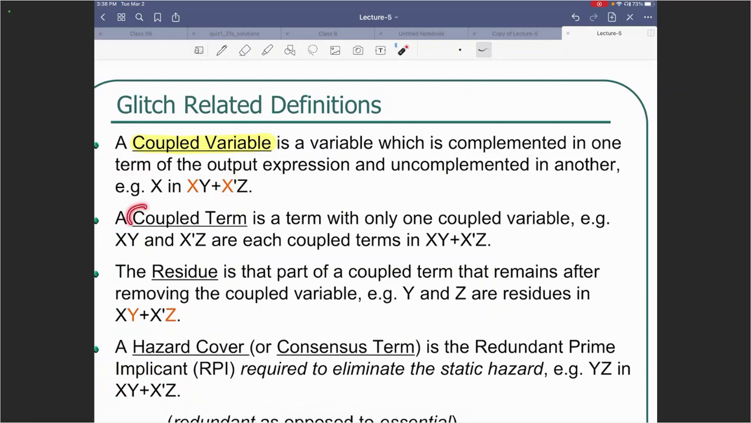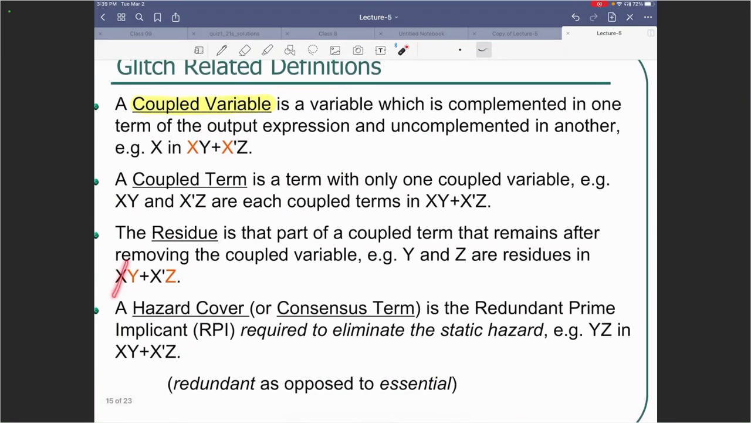The coupled term is a product, is a term with only one coupled variable. There is a coupled variable present here, that's a coupled term. There is a coupled variable present here, that is a coupled term. So both of these are coupled terms, XY, X complement Z. The residue is, remove the coupled variable from the coupled terms and you have the residue. So if I were to remove X from here, I will be left with Y, the residue. If I remove the coupled variable here, I will be left with Z. So Y and Z are called residues.